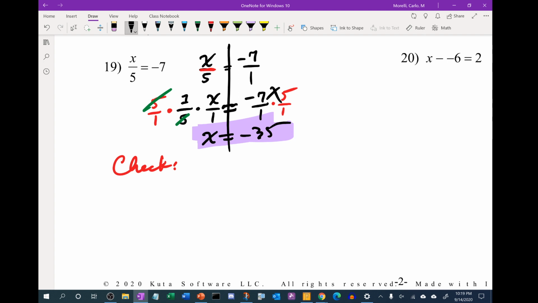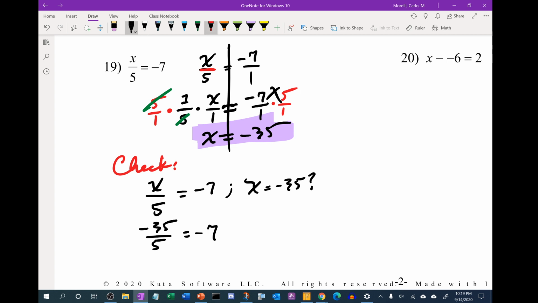Okay, let me check this. I'm going to ask the question: is it true that x divided by 5 equals negative 7 when x is negative 35? Well, let's just substitute in and find out. Negative 35 over 5 equals negative 7. Is this true? Well, negative 35 divided by 5 is negative 7. So I have negative 7 equal to negative 7.